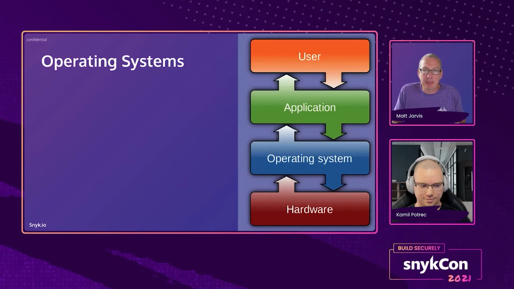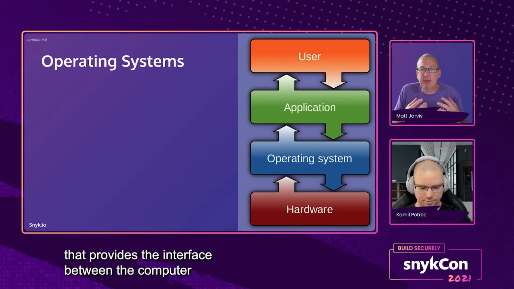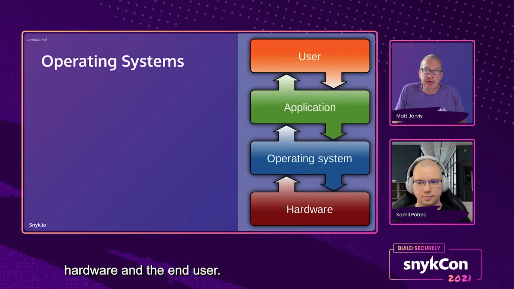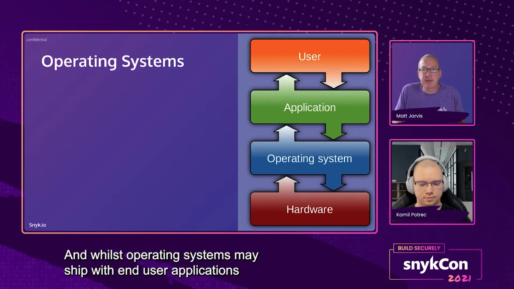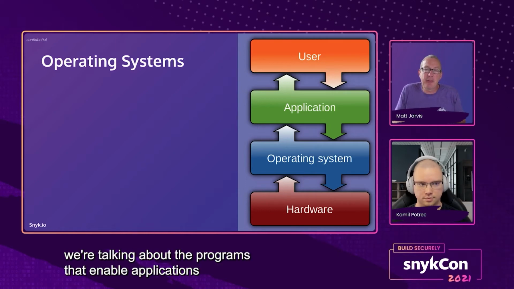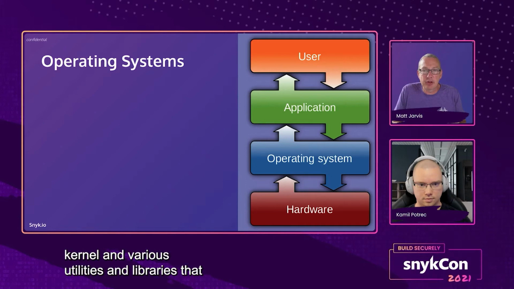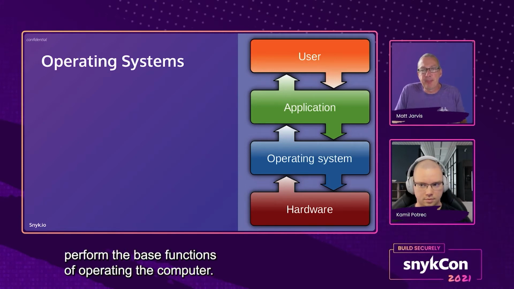When we talk about operating systems, we're describing the core software that provides the interface between the computer hardware and the end user. And whilst operating systems may ship with end user applications in them, in the computer science sense, we're talking about the programs that enable applications to run on the hardware. And this would usually consist of the operating system kernel and various utilities and libraries that perform the base functions of operating the computer.